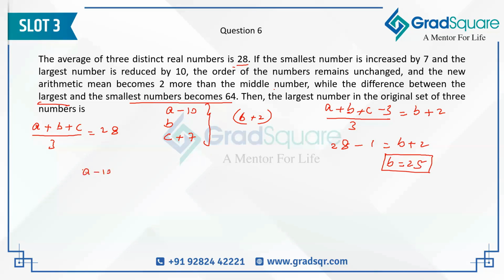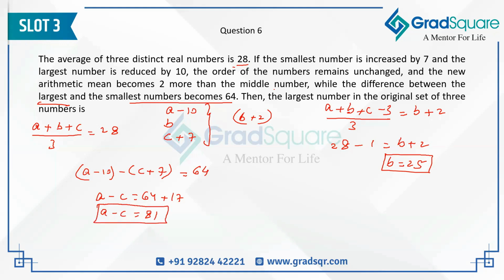So A minus 10, which is the largest number, and the difference with the smallest number is what they're talking about. This difference is equal to 64. That is given in the question also. So what are we getting? A minus C. Minus 10 minus 7 goes on the other side. It becomes 64 plus 17, which gives me 81. So A minus C turns out to be equal to 81.